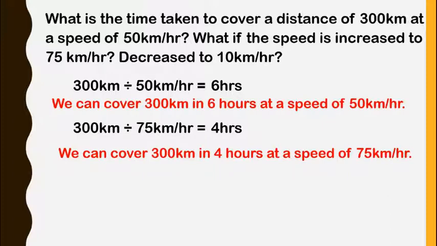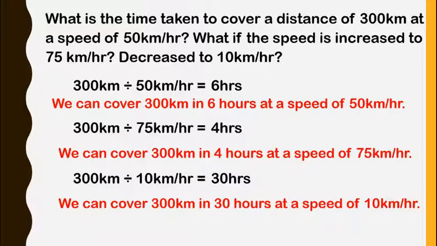And the last one, it decreased to 10 kilometers per hour. So we need to divide 300 kilometers by 10 kilometers per hour. If we divide it, we got 30 hours. So we can cover 300 kilometers in 30 hours at a speed of 10 kilometers per hour.